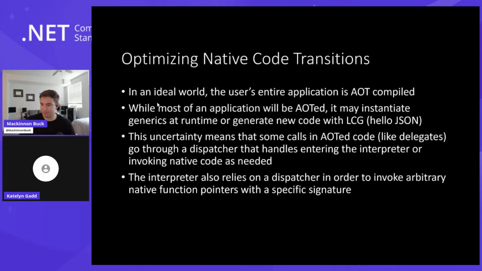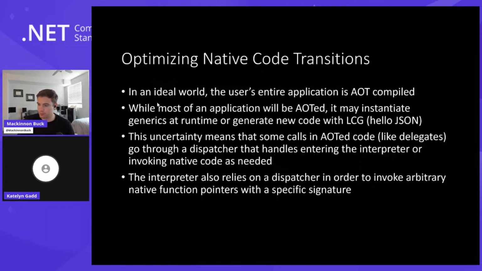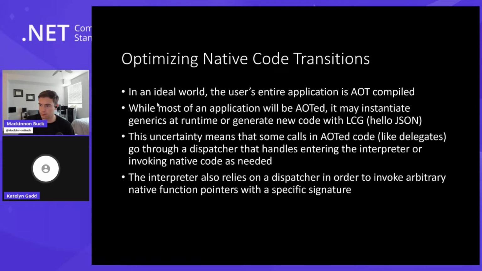Yep, okay, sounds good. So in an ideal world, as we mentioned earlier on, your whole application would be AOT compiled. And that is possible with Blazor WebAssembly. However, while most of an application will be AOT compiled, there may be things like runtime instantiation of generics or even generation of new code. JSON serialization is a great example of this. The JSON serializer may need to generate new code to handle serializing your data types on the fly.